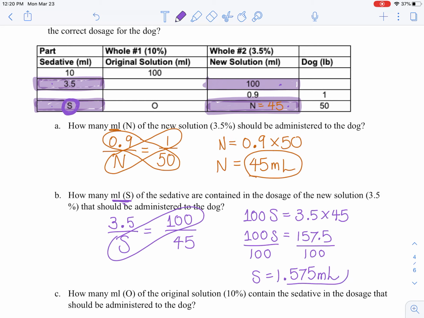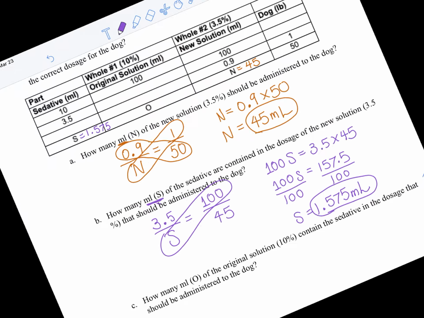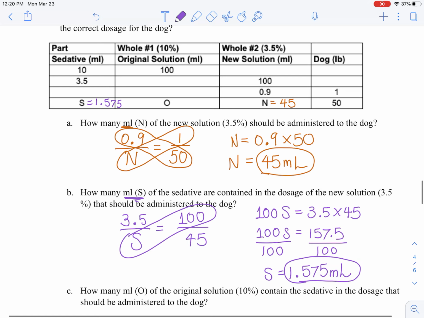Milliliters. Okay, so that's that. I found S. I'm going to go ahead and erase some of my orange highlights and just write down my S. My S is equal to 1.575 milliliter. Now, what does that mean? I found the answer using this proportion, but now I better talk about what this even means here.